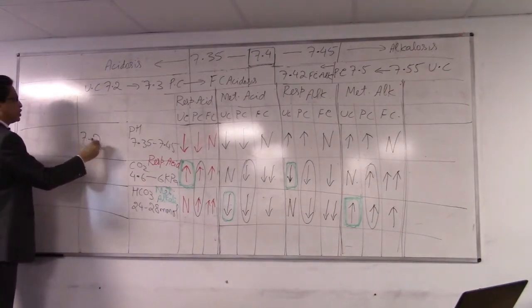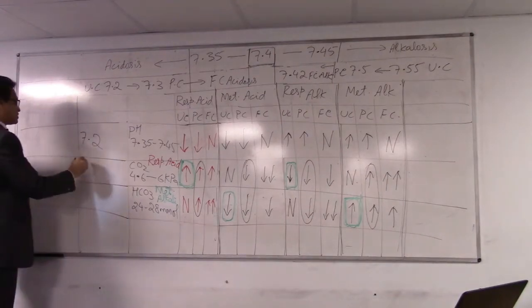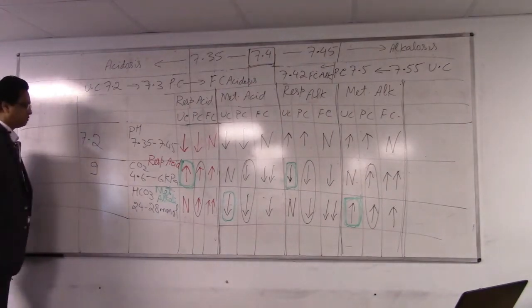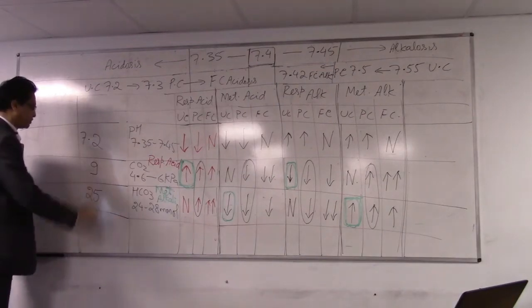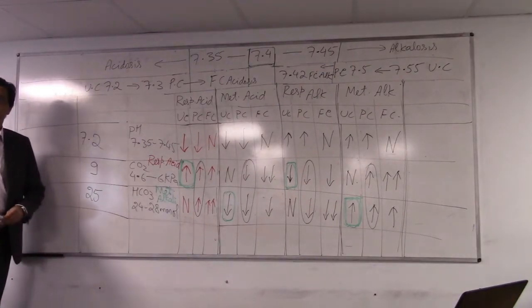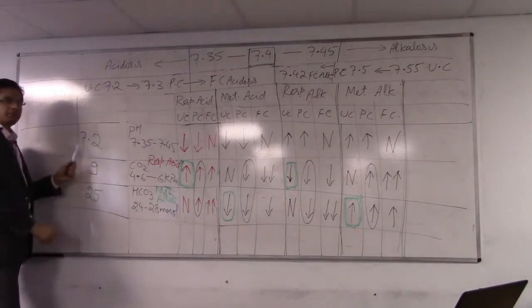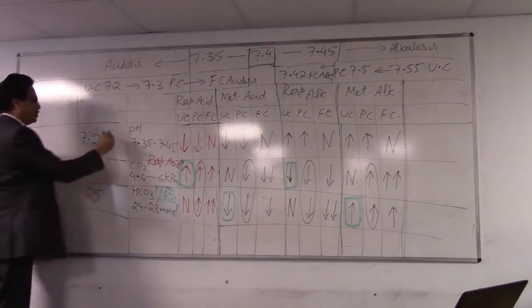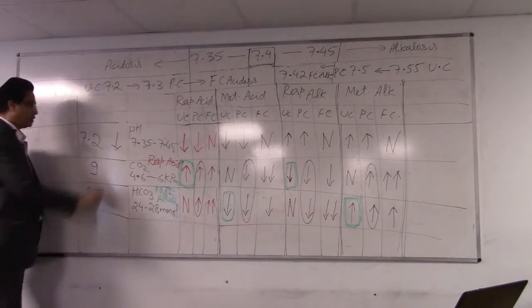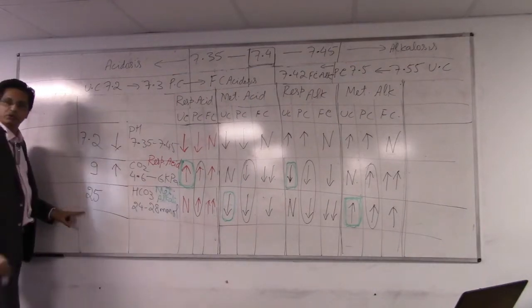pH 7.2, carbon dioxide 9, bicarbonate 25. What is the best way to interpret ABG? Put arrows first to make it easy. pH is high or low? Low. Carbon dioxide high or low? High. Bicarbonate high or low? Normal.